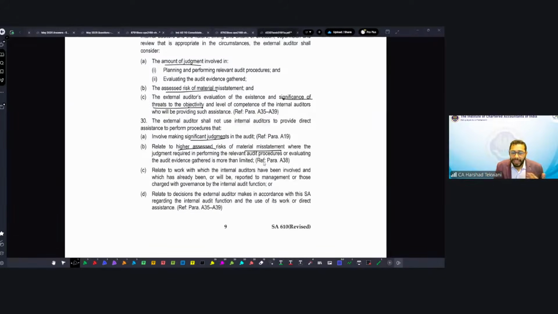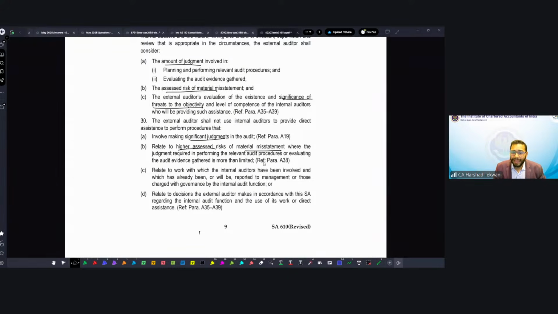If the area where I want to use the internal auditor is one where the internal auditor is already working, or was his area only, for example, I want him to do some verification of internal audit reports, no, it will be an issue to the objectivity. Then the internal auditor should not be reporting to the management. It should be reporting to us if we are taking the direct assistance.